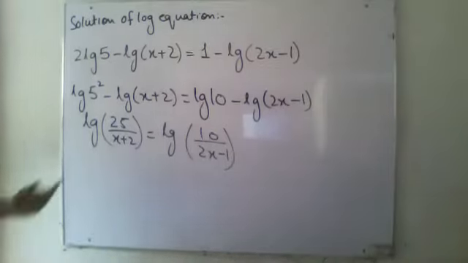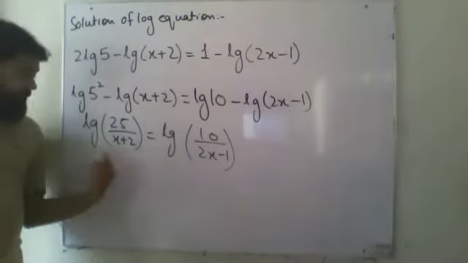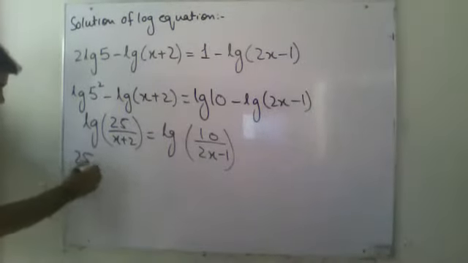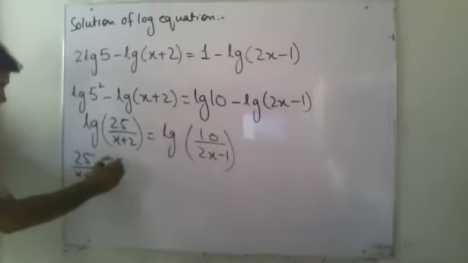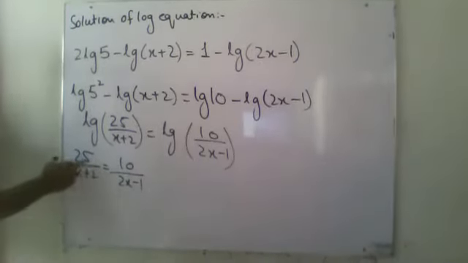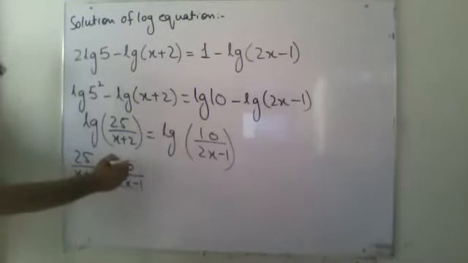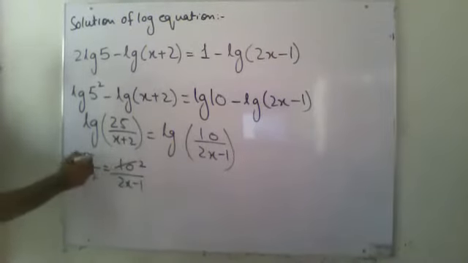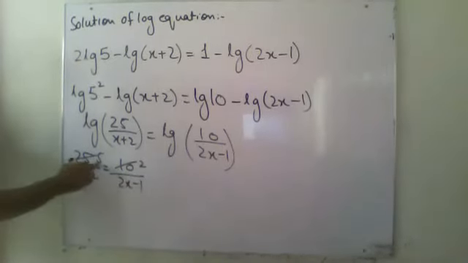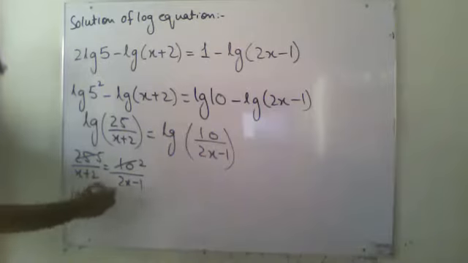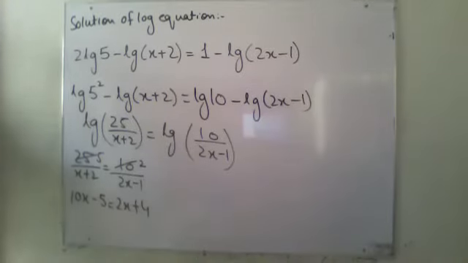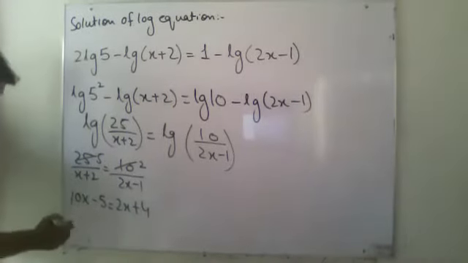Now on both sides I have got a single term with Lg. So I will remove Lg, and this will be written as 25 over x plus 2 equals to 10 over 2x minus 1. Simplifying it, shifting this over here, it will become, okay, 5 2s are 10, 5 5s are 25. I have done this cancellation. Now 2x multiplied by this will become 10x minus 5 equals to 2x plus 4. Right? 2x shifted over here.